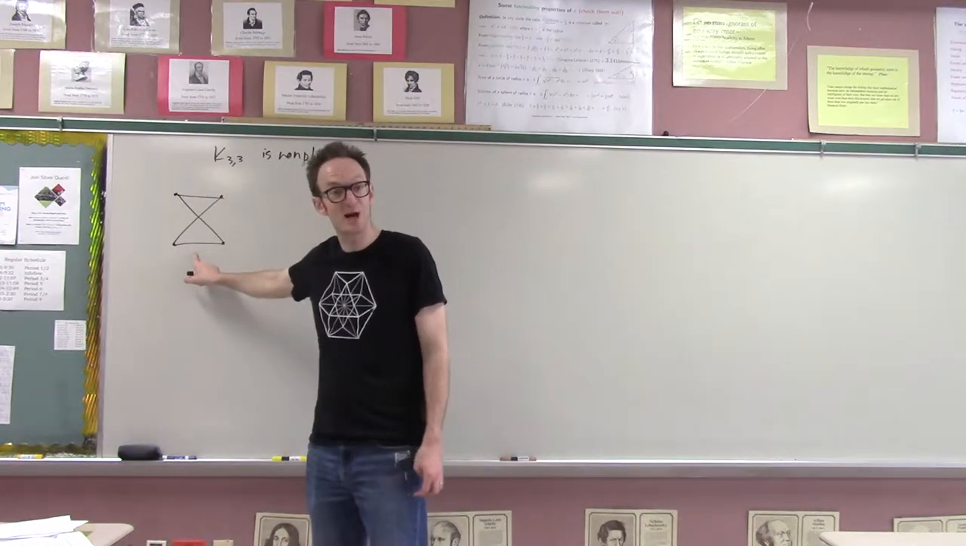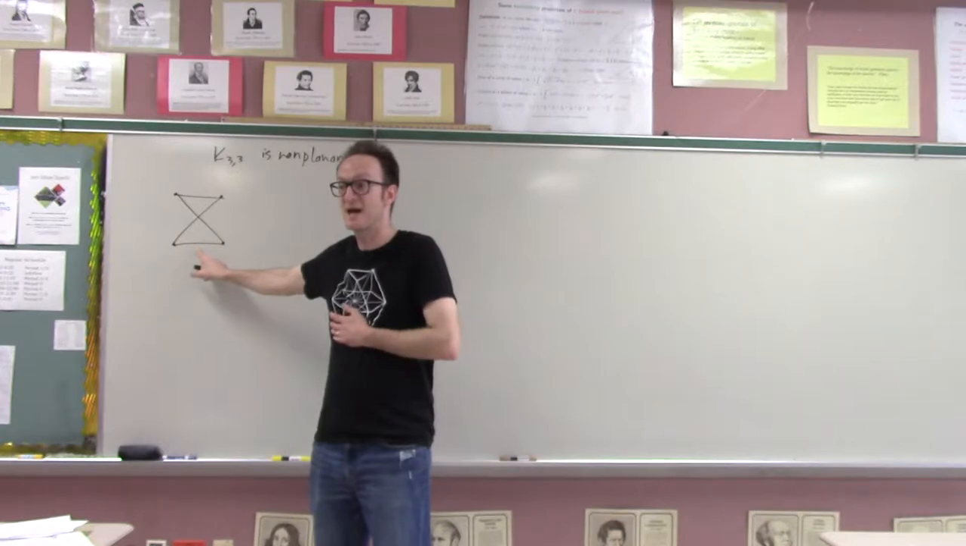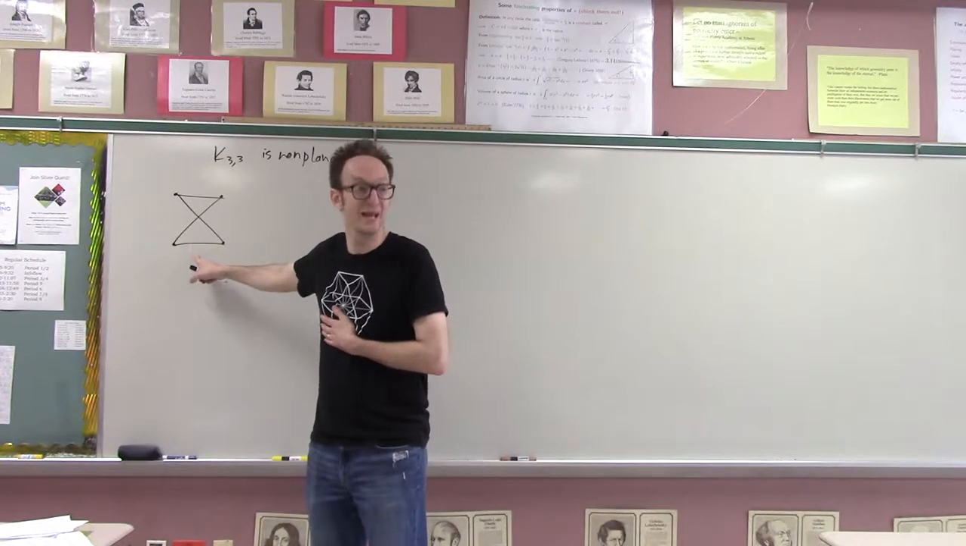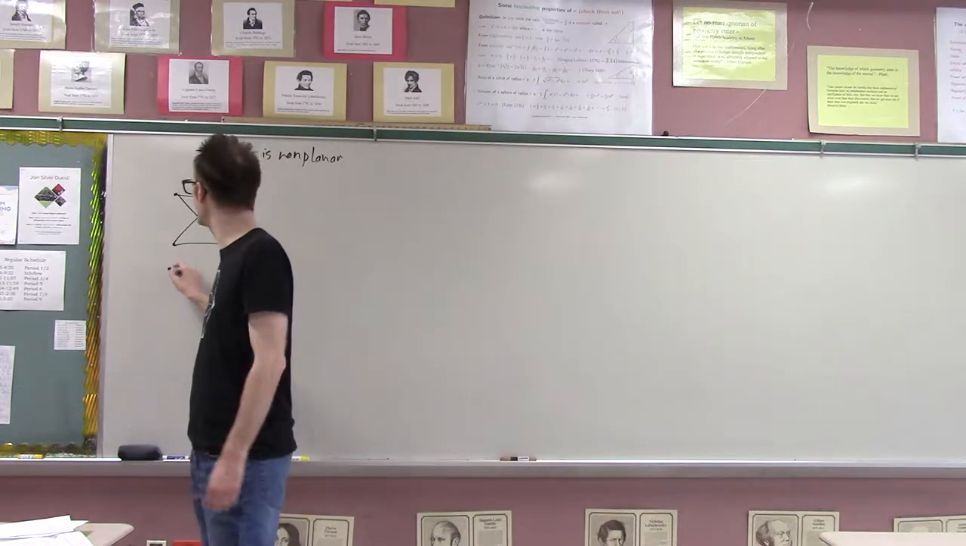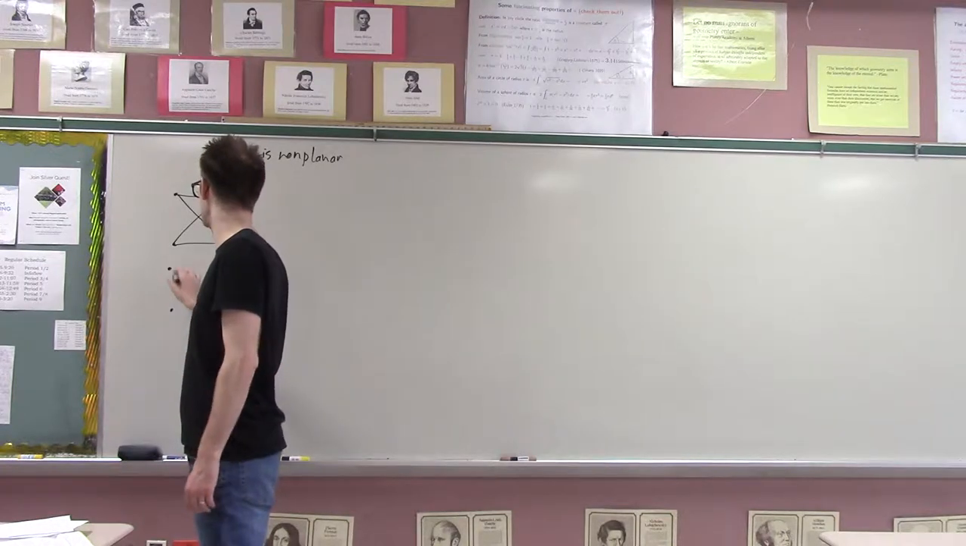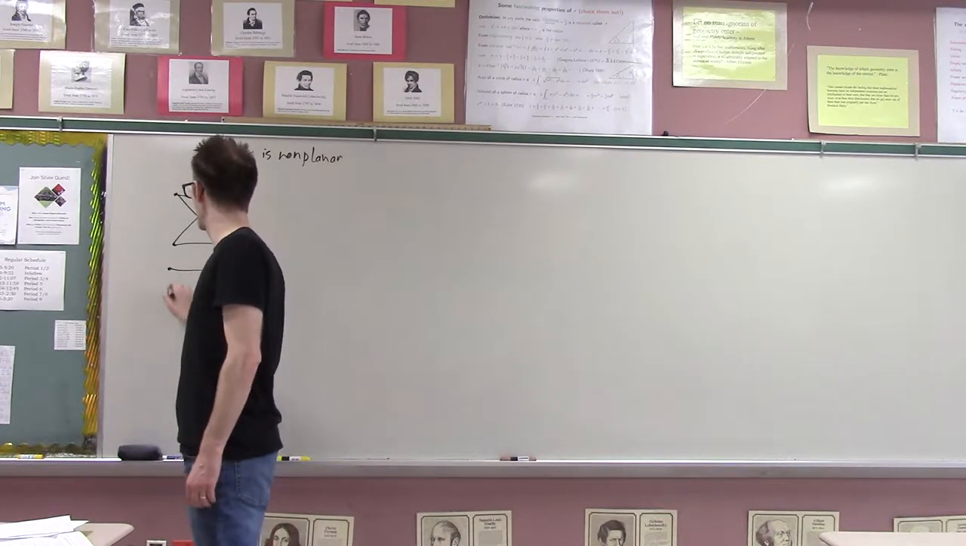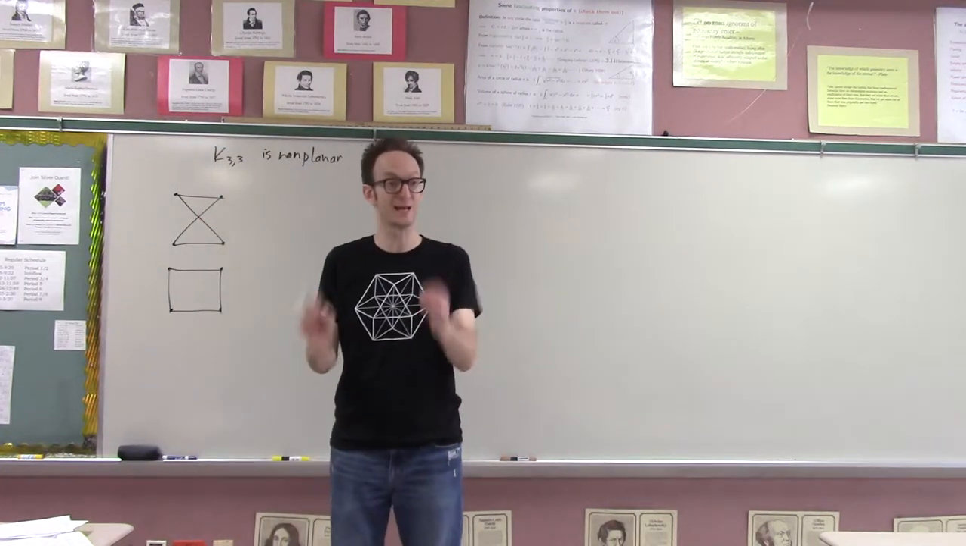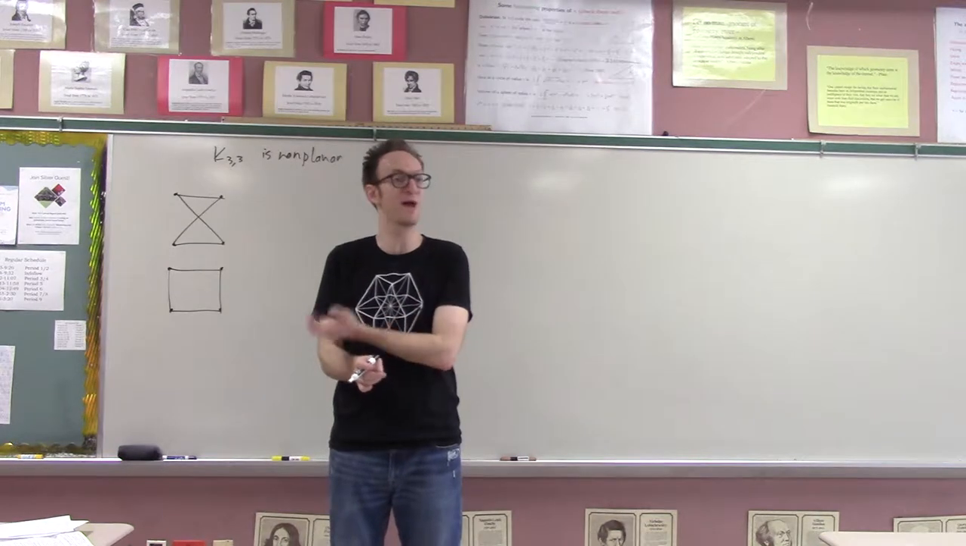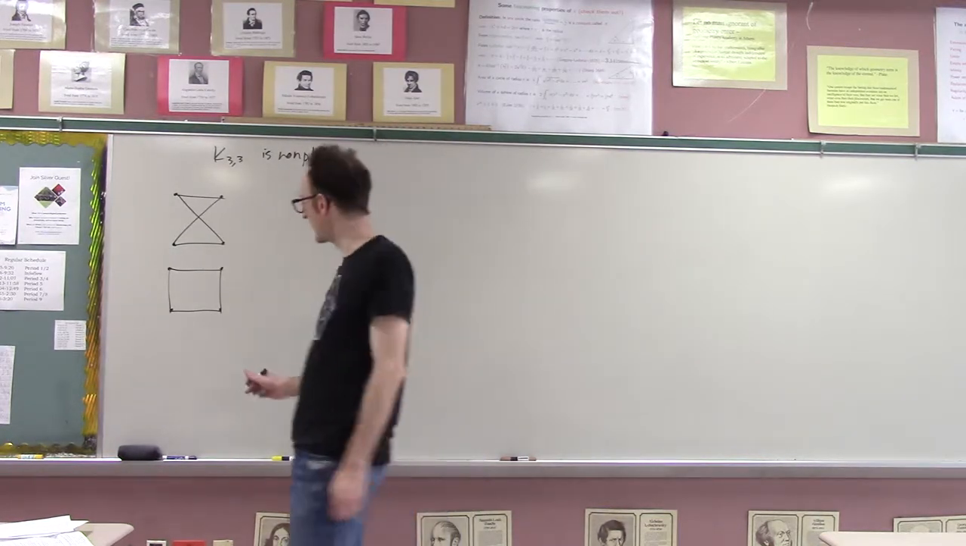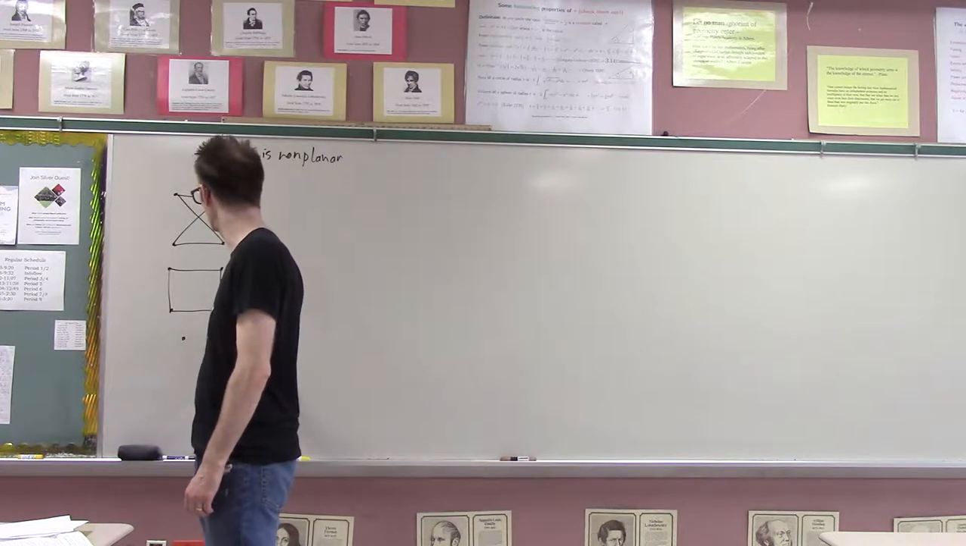Recall that last time we talked about how this is a non-planar embedding, but there exists a planar embedding of this same graph. And so we say that the graph is planar if there exists a planar embedding. Follow? Okay.